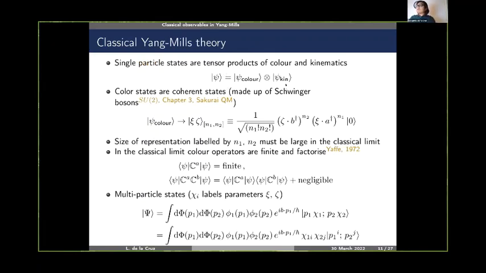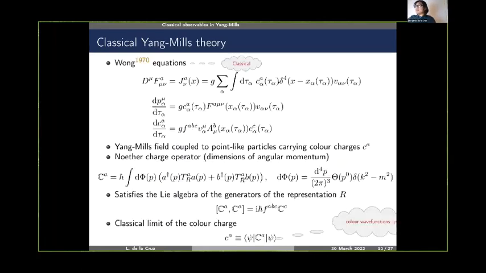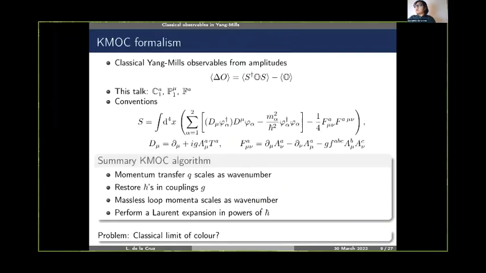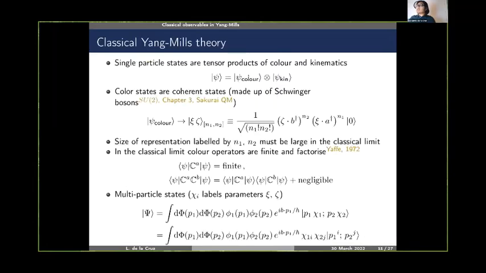To define these states, first I know that single particle states will be tensor products of color and kinematics. The states that control the kinematics will carry the wave functions that I defined before, these ones, whereas there should also be some wave functions that accompany this state. It turns out that the states that I have to construct to get this classical limit of color should be coherent states.